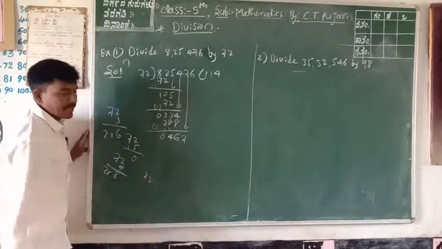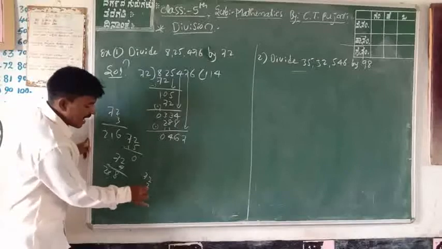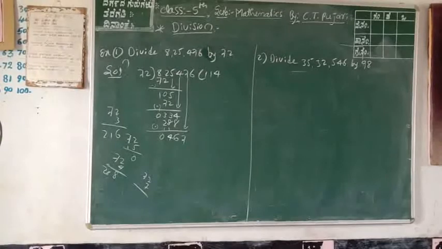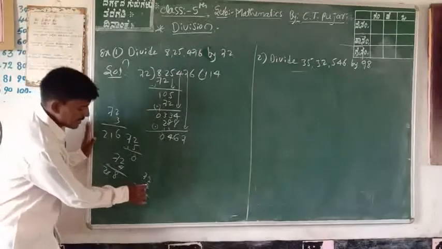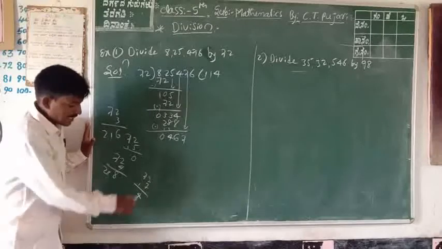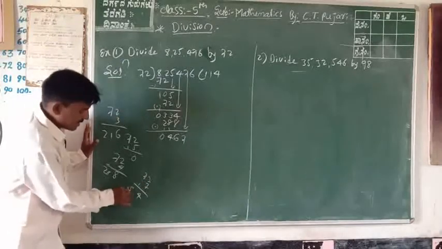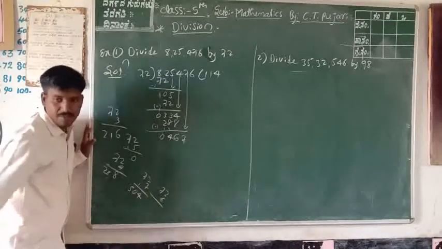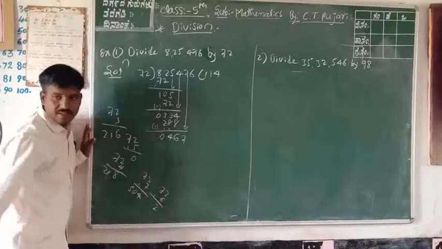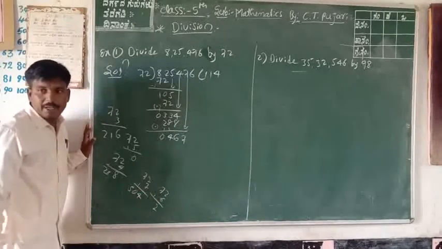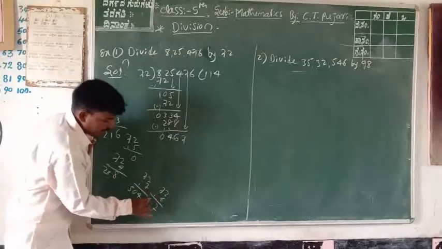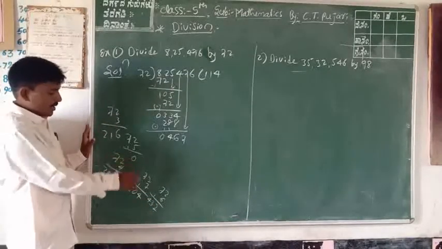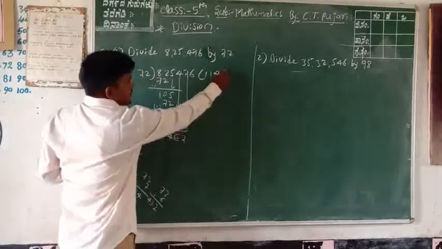Therefore 72 into 7: 7 twos are 14, 7 sevens are 49, 50 is there. But this is the biggest number. You can take 72 into 6: 6 twos are 12, 6 sevens are 42. 42 plus 1 is 43.